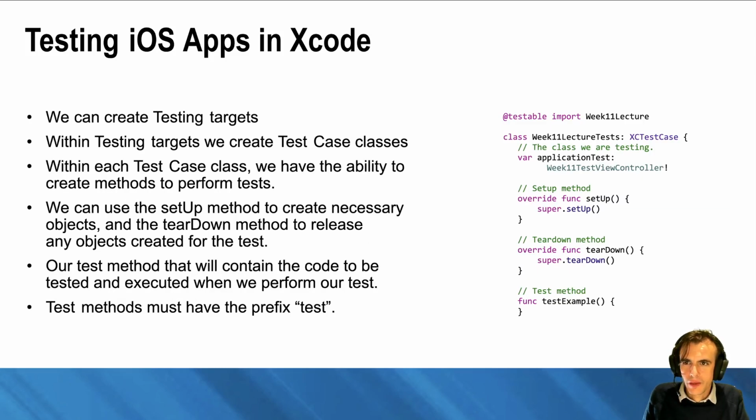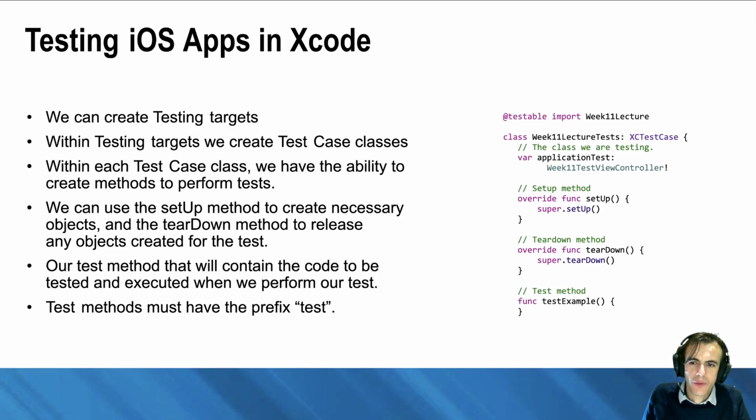So when we're testing iOS apps, we create testing targets. You've previously had a target that represented the app itself. Here we have additional targets for testing. Within our test targets, we create test case classes, and these are a wrapper around our test cases. Within each of the test case classes, we create individual methods, and these are our individual test cases. For our test cases, we also have a concept of setting up and tearing down additional information or classes that are needed to actually be tested.